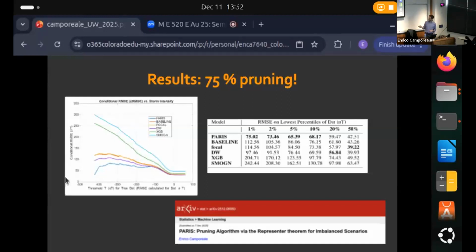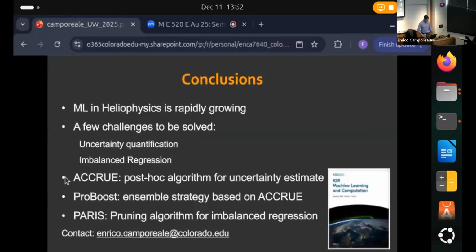So there's an arXiv paper which I managed to put online a few days ago, just because I have a poster about this next week at AGU, so it was good to have something online. And so I'm going to get into my conclusions.